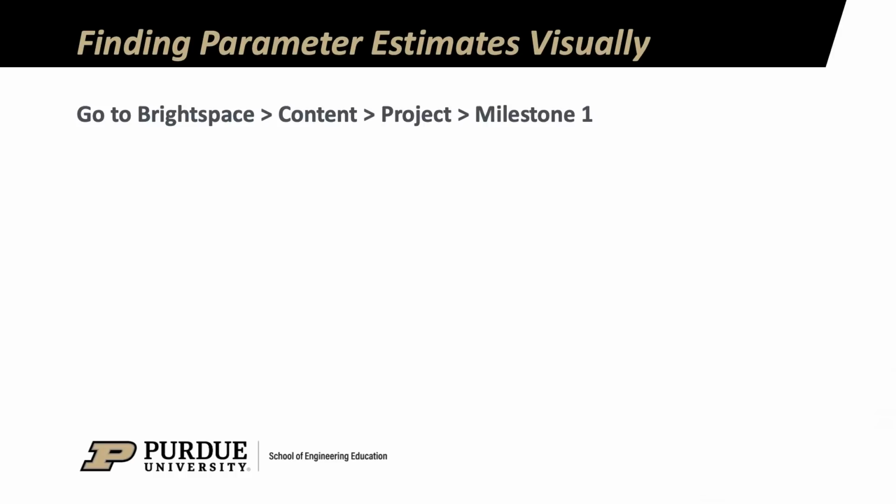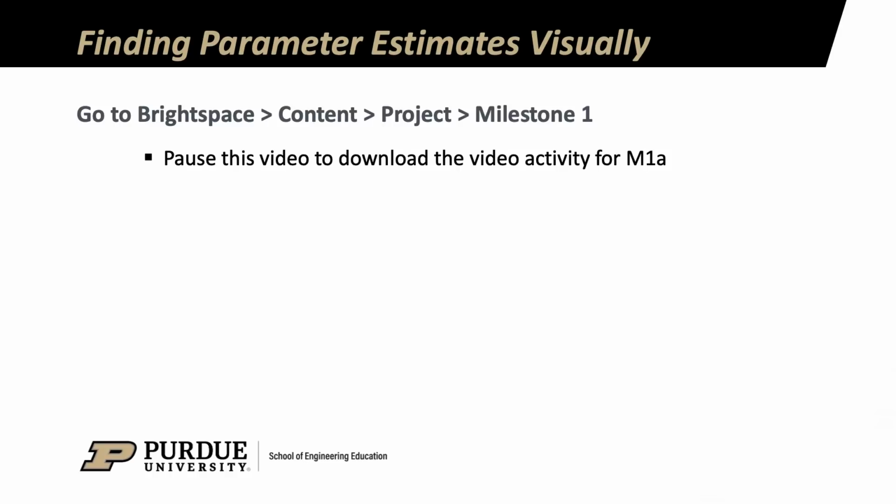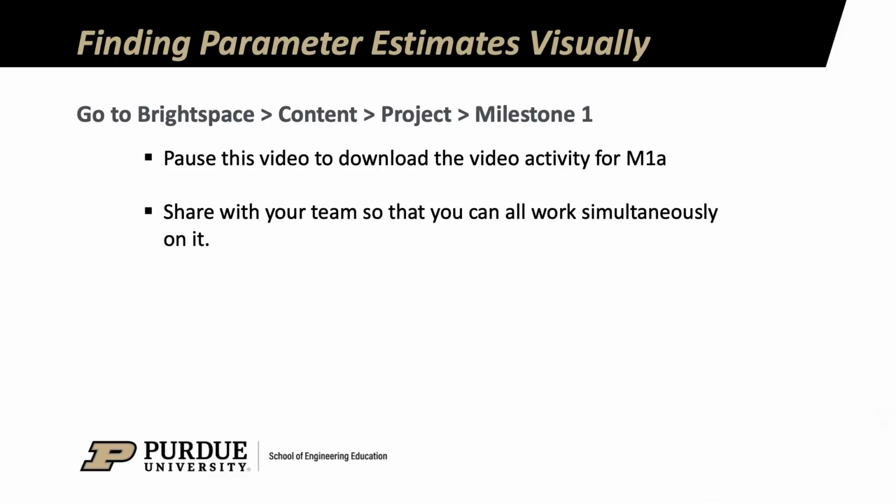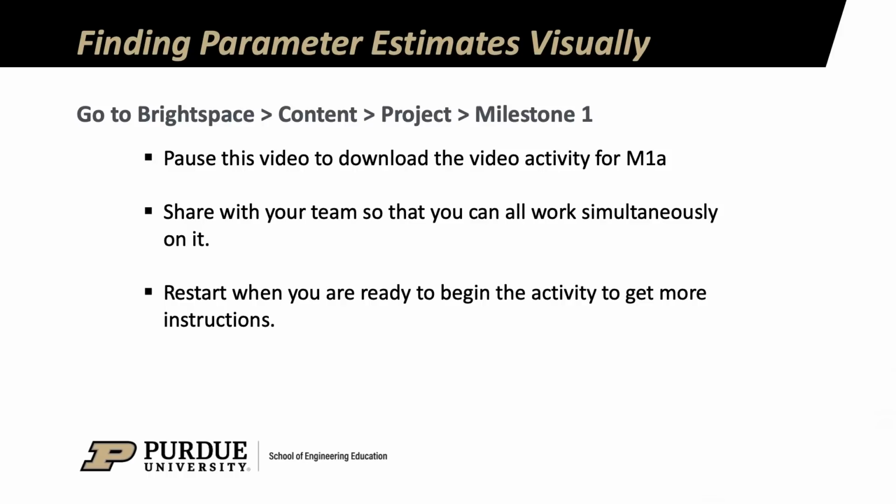Go to Brightspace for your section, then navigate to Content, then Project, then Milestone 1. Pause this video to download the M1A video activity. You should find the link right under the video you are watching. Share the document with your team in such a way that all team members can simultaneously work on it. Restart the video when you have completed this and are ready to continue. You will get more instructions on the activity as we progress through the video.